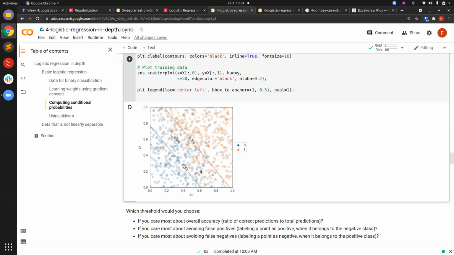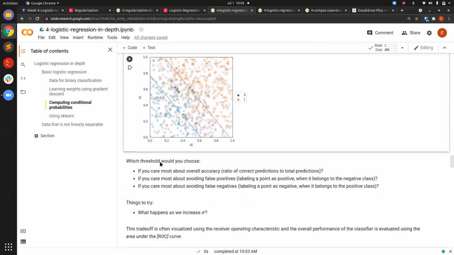On the other hand, if it's very expensive to miss a positive, so to misclassify an orange point as a blue point, then we might put the threshold at 0.25. So then we might say, okay, for any point where the probability of being positive is greater than 0.25, let's use that as a threshold to call a positive. In that case, you have a lot more blue points that will be misclassified as orange, but you have many fewer orange points that will be misclassified as blue.